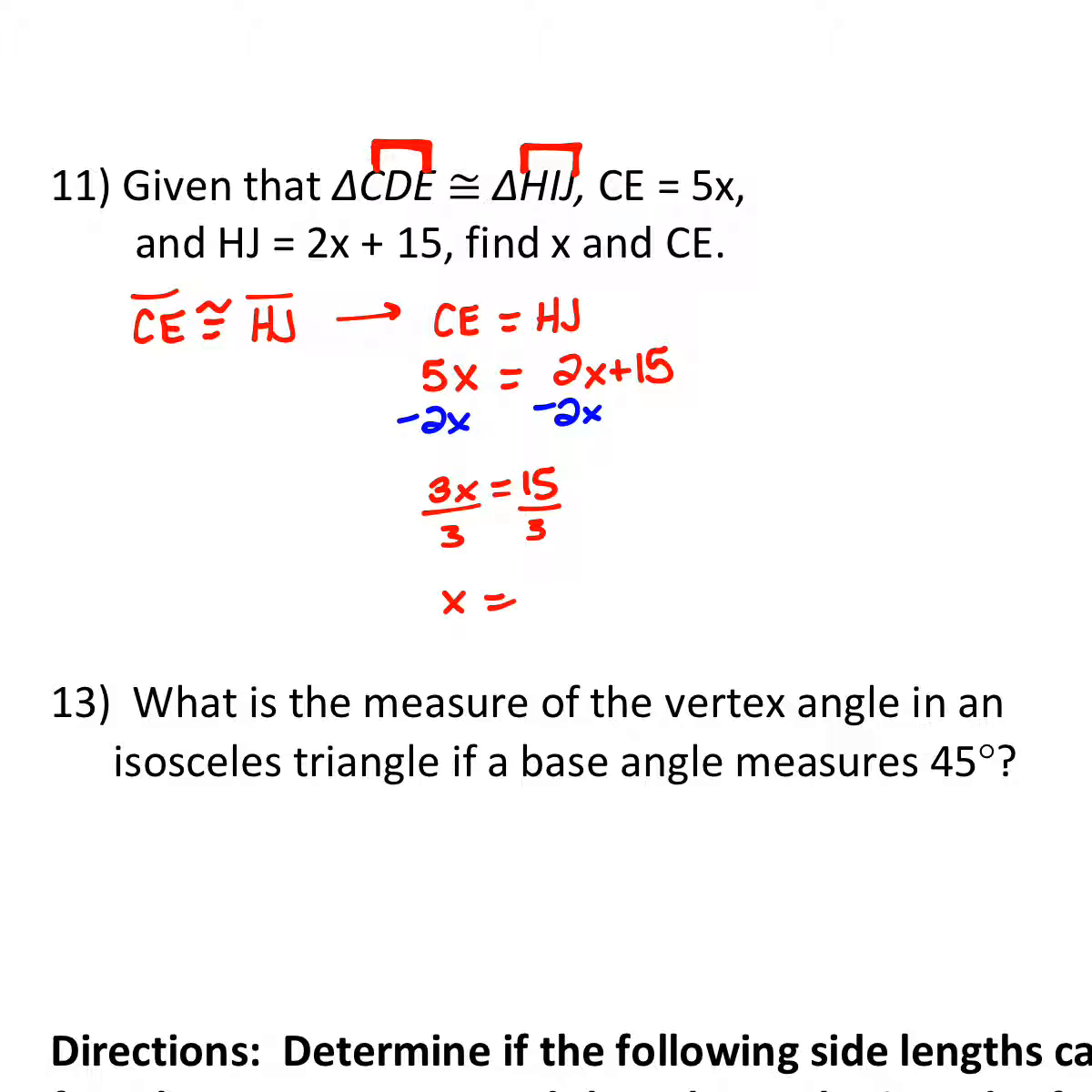So x equals 5. Now I've done half the question because it said find x and find CE. Well, CE is easy because we know CE is 5x. And if I substitute what I just found x to be, CE is 25.